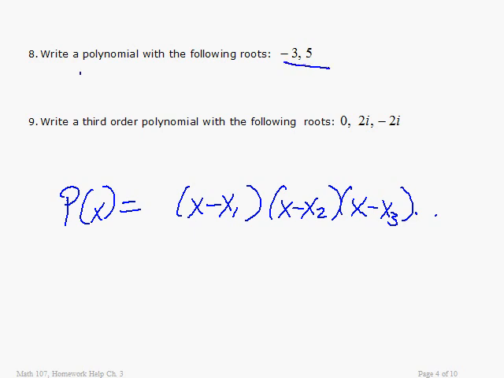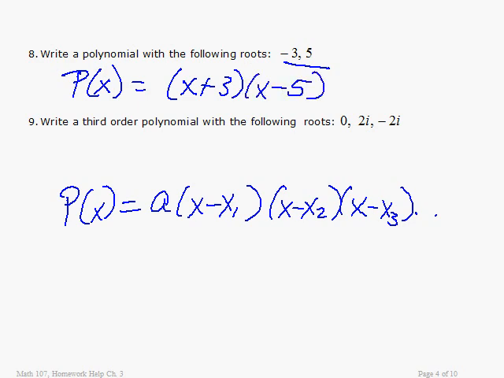So this could be multiplied by some number and still have the same roots. So for the simplest one, I'll let a be 1. So it's x minus that root, which would be minus a negative, so it's plus 3, and x minus 5. You see the signs? It's x minus the root, because the root is a 0 of the polynomial.